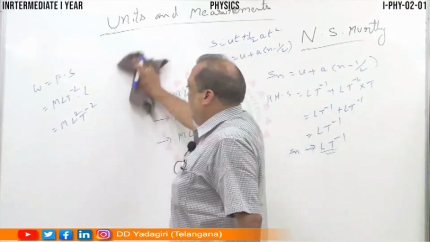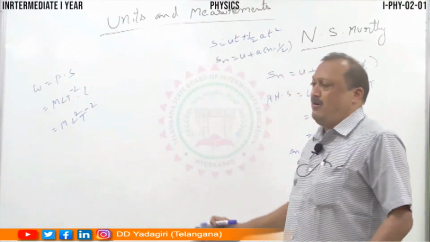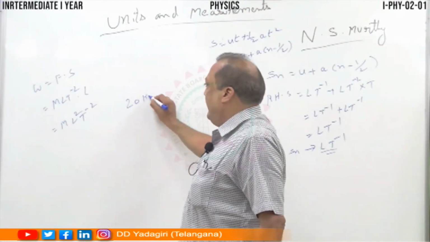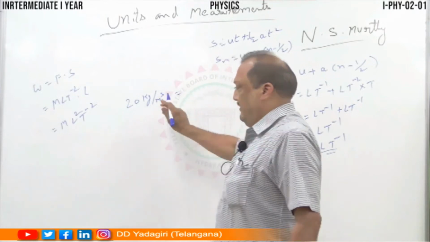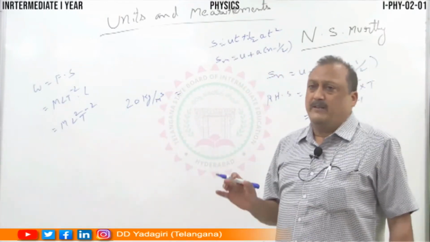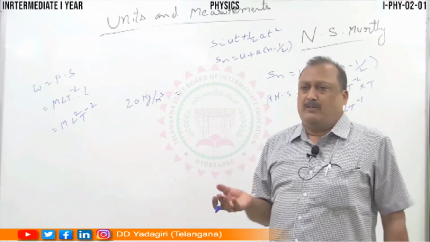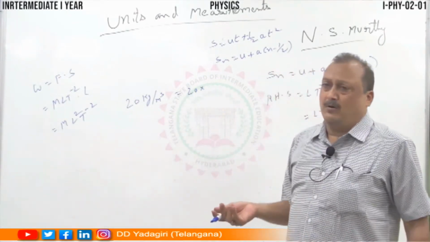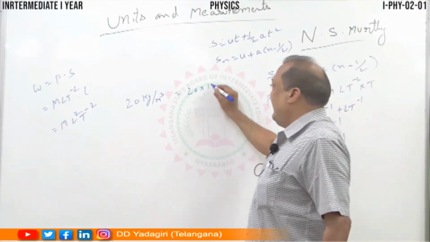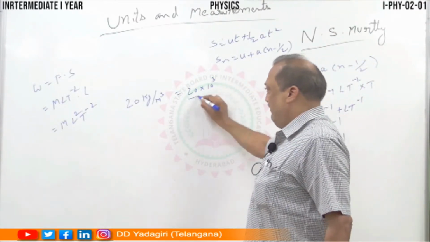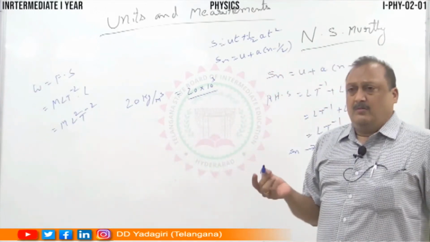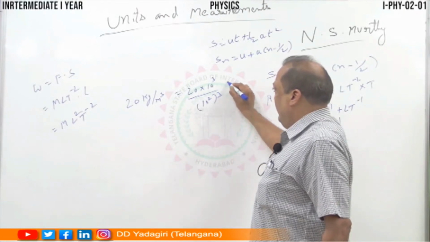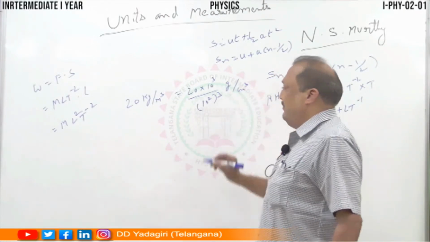Second, we can convert one system of units into another system. For example, 20 kg per meter cube, that is the unit of density. We want to convert 20 kg per meter cube into the CGS system. That is 20 into 1 kg equal to 1000 grams, that is 10 cube, divided by 1 meter equal to 100 centimeters, that is 10 square whole cube, that is gram per centimeter cube.